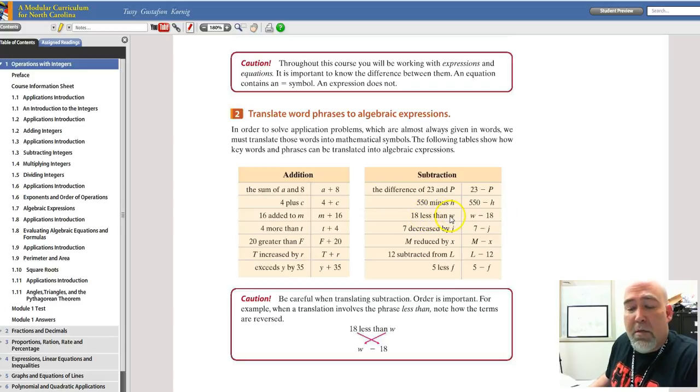So 18 less than W is actually W minus 18. 12 subtracted from L is L minus 12. So that only is with the subtracted from and less than. So again, be aware of that.